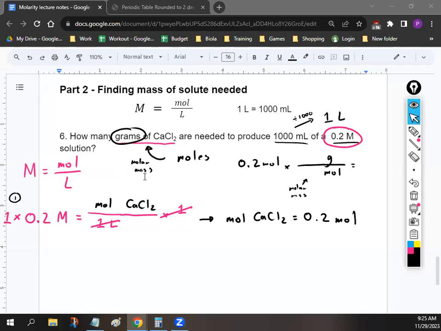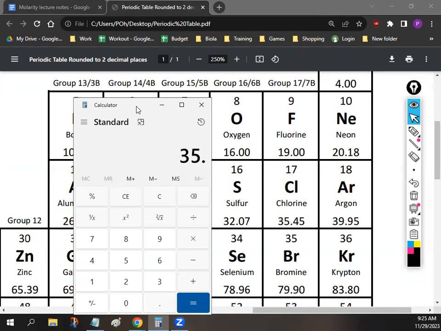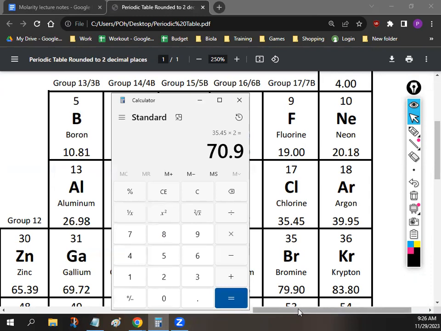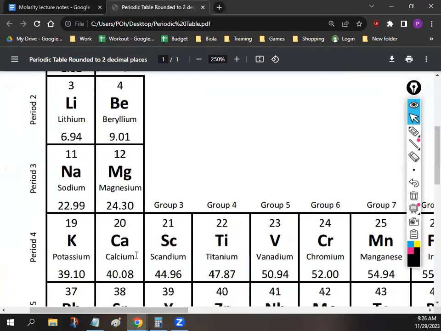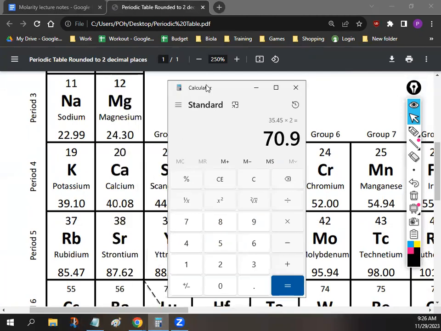Alrighty, so let's go over the answer number 6. So we need to find the molar mass of CaCl2. So let's go to the periodic table. So CaCl2 contains 2 chlorines. So we got 35.45 times 2. And then we got Ca, so we're going to go to the other side of the periodic table. Okay, Ca is right here, so we're just going to add 40.08. So the molar mass of CaCl2 is 110.98. Okay.